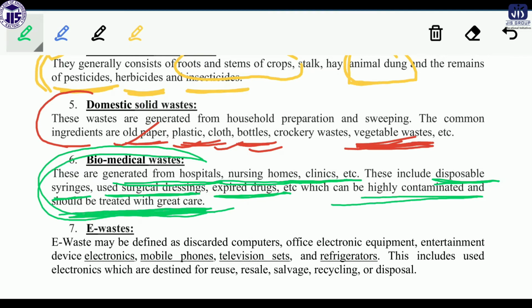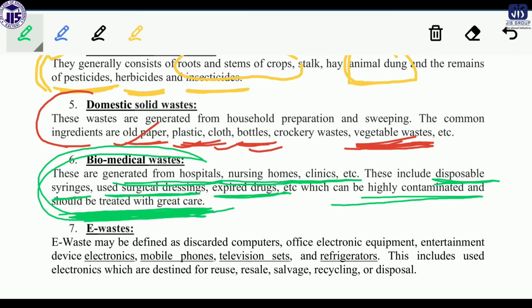This is a very, very important thing to keep in mind: when we are treating biomedical solid waste, we should be very, very careful because it is highly contaminated. It carries different kinds of germs, maybe some viruses also. So we should be very careful when we finally dispose of biomedical solid waste. I will also discuss later that there are some special types of treatments by which we can dispose of biomedical solid waste, not like the general process. So there are some special cares we have to take for biomedical solid waste.